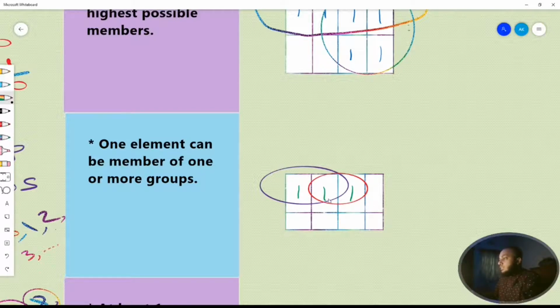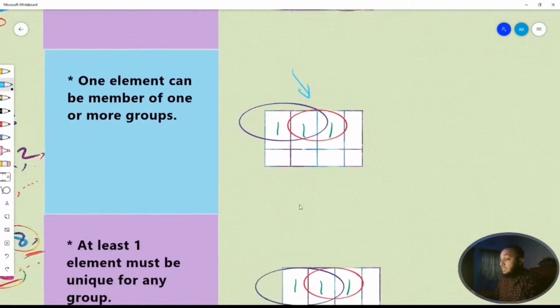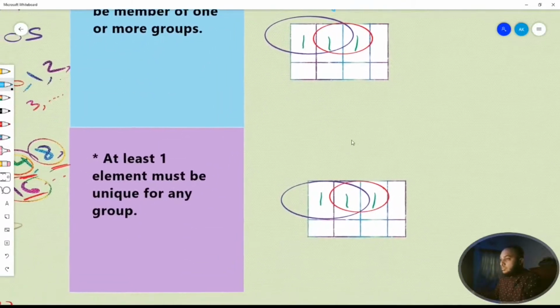And here we can see the middle one. The middle one is this one. This one is common in the 2 groups, so this is possible. An element can be a member of one or more groups.